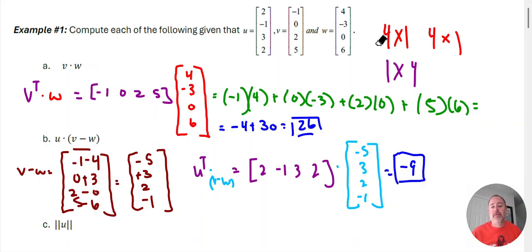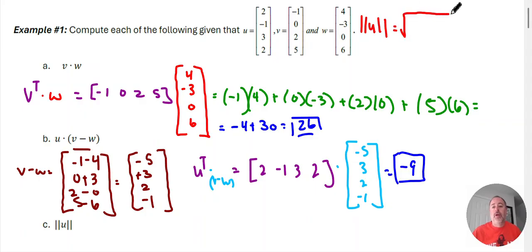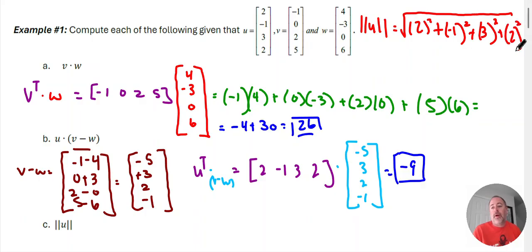So what I'm going to do is just put it up here so I can keep U in my sights. So, well, what's the magnitude of U? Well, this is just going to be the square root of all of the components of U squared. So the magnitude of U would be the first component of U, which is 2, and that is going to be squared. And then we're going to do -1 squared plus 3 squared, and then 2 squared.